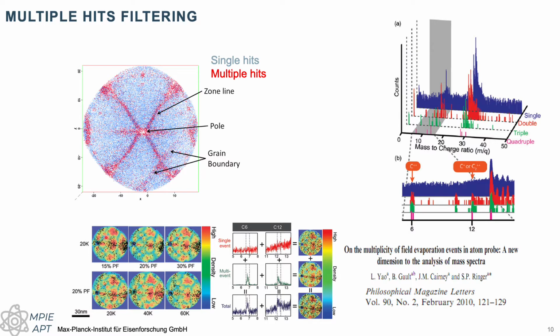We did some work, for example, looking at the mass spectra for the ions coming not only on single hits, but also on double hits, triple hits, quadruple hits, and so on and so forth. And this gave us an opportunity to actually increase the signal to background ratio, because most of the carbon, for example, in this high strength, low alloy steel was coming on multiple hits. And so we could actually retrieve some signal out of the background.